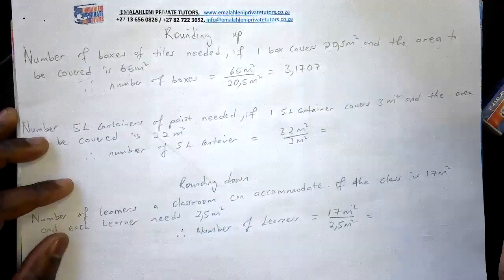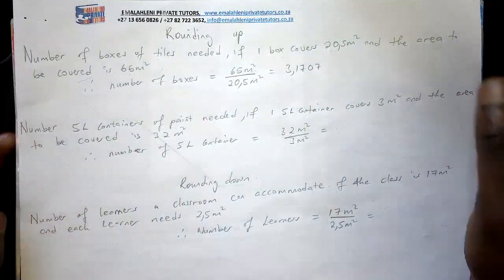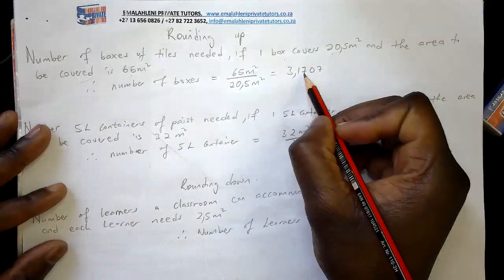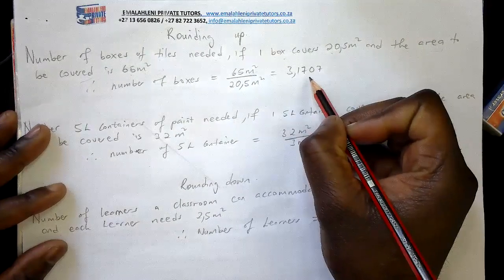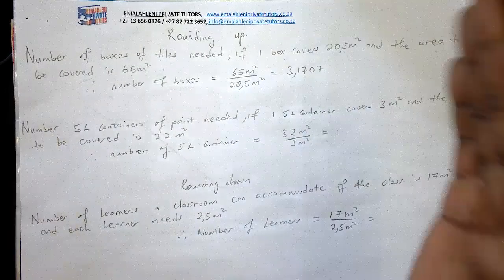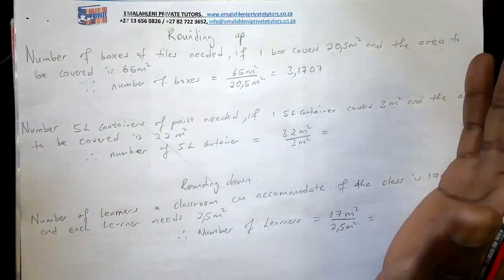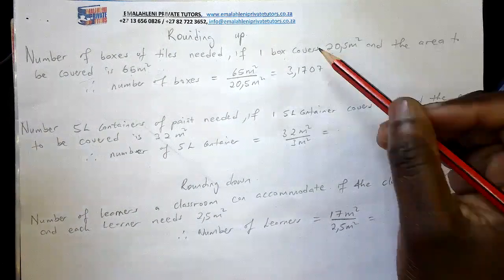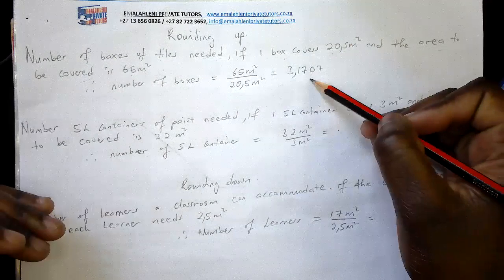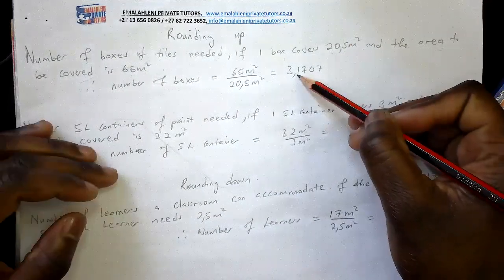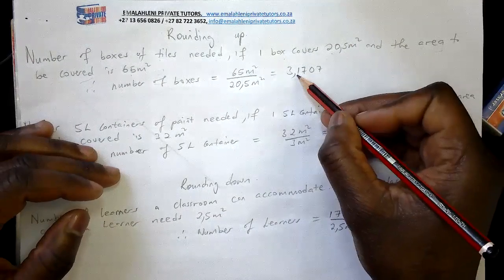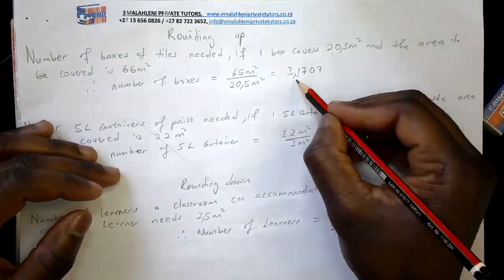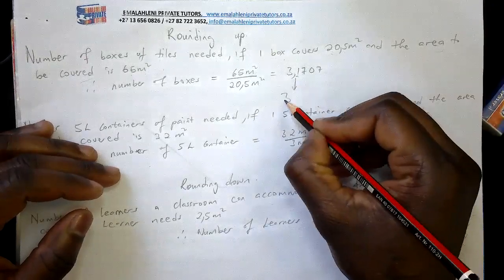So what you do, you take the whole area that you're dealing with, which is 65 square meters, and you divide by 20.5 square meters. Then what you get there is 3.15. But according to our rounding off, remember these boxes are sold as full boxes, so you can't have 3 something. You need to buy full boxes, so it's either 3 or 4 boxes. Normally we would look at the 1 and say 1 is below 5 and we go back to 3, which is wrong. Rounding off properly, you would get 3, but here this is wrong.